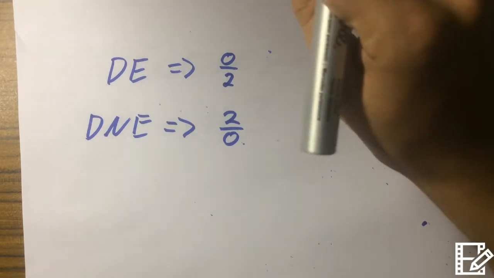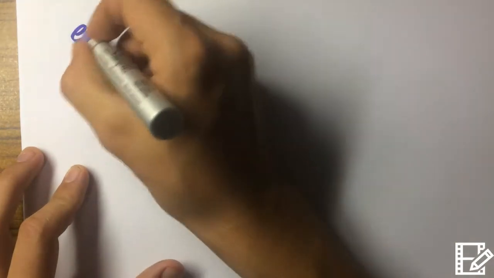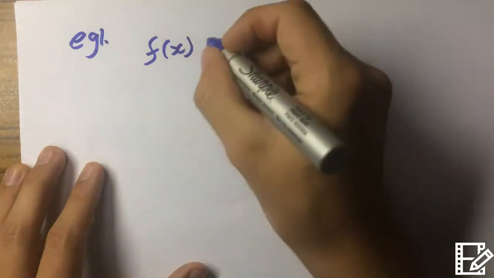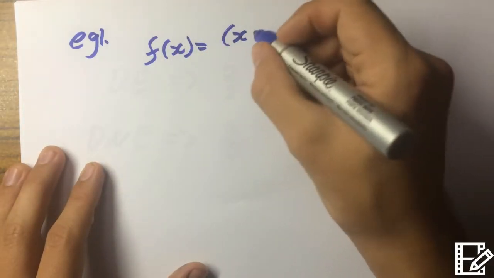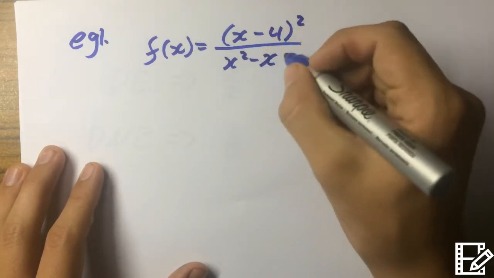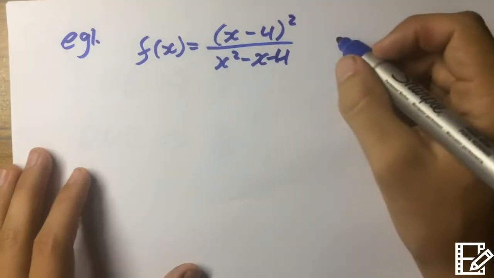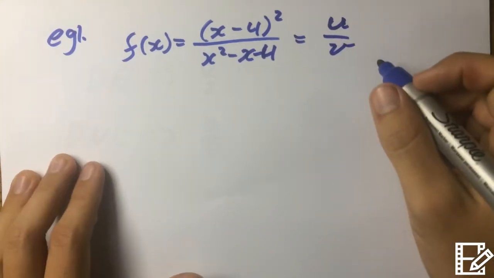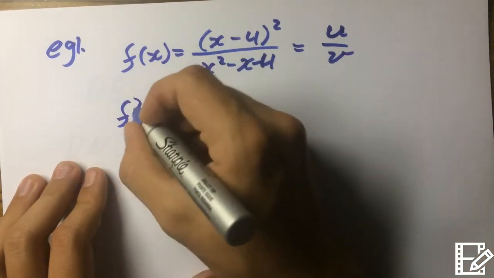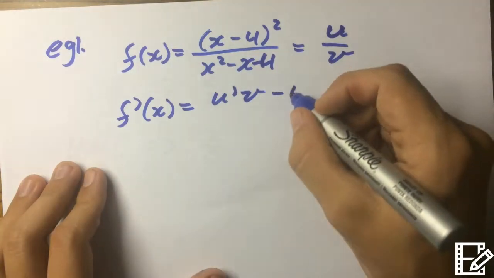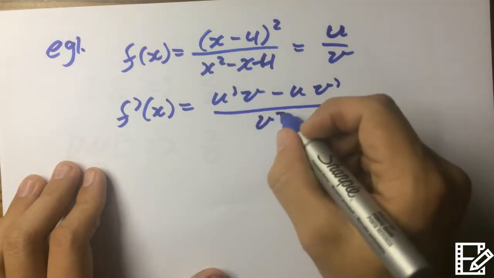Now, if that confuses you, watch the first video, but if not, I'll go on to my one and only example for this video, which is f(x) equals (x minus 4) squared over x squared minus x minus 4. So we have our u over our v, our function over another function, and the derivative is equal to (u dash v minus u v dash) over v squared.